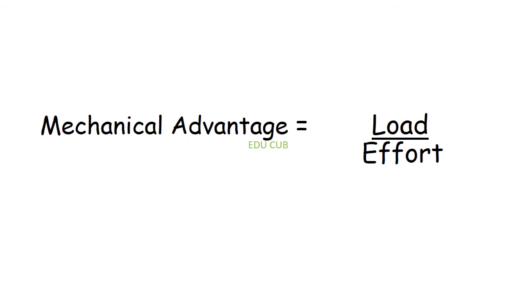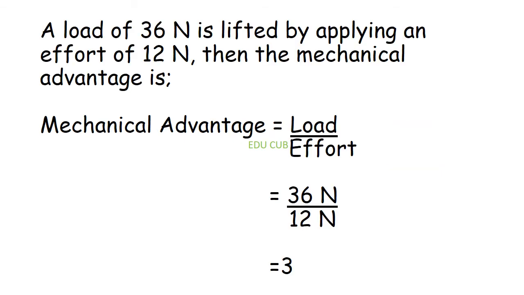This is the equation for the mechanical advantage. We have to divide load by effort. According to the above activity, a load of 36 Newton is lifted by applying an effort of 12 Newton. Then the mechanical advantage is load divided by effort. 36 Newton is divided by 12 Newton. Answer is 3.